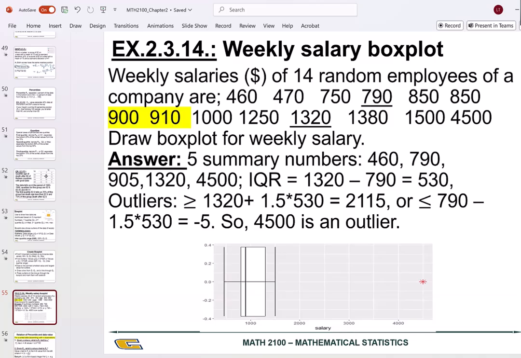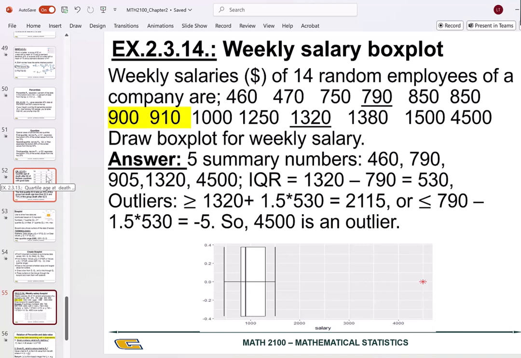So what you need to do is look at the min, which in this case is 460, and the max that is not counted as an outlier, 1,500 in this case. You draw two lines here, then you construct a box from Q1, which is 790, to Q3, which is 1,320, and you draw the middle line, the median, 905 here. So you get a box and two whiskers here.